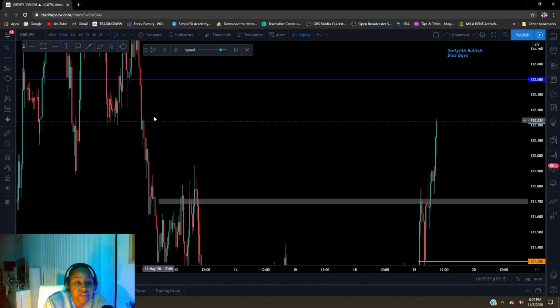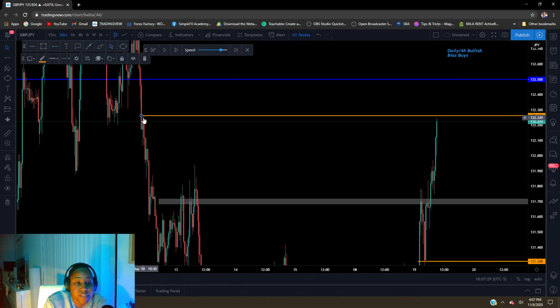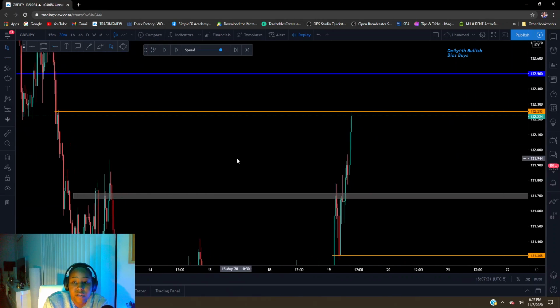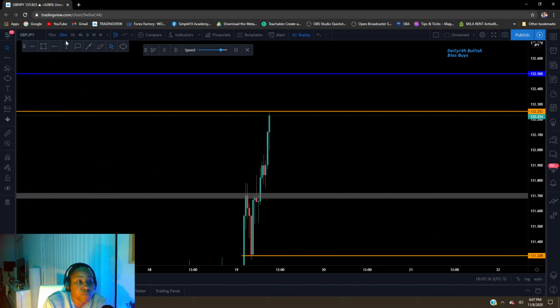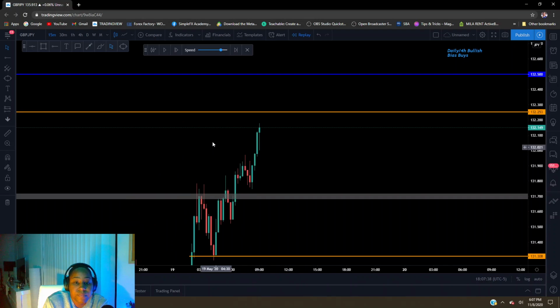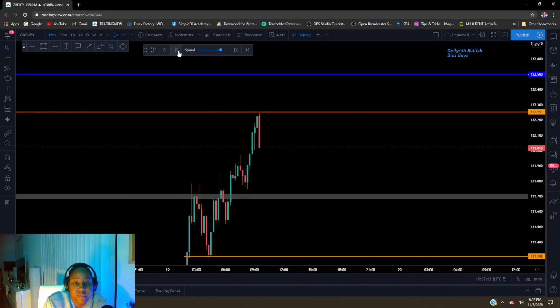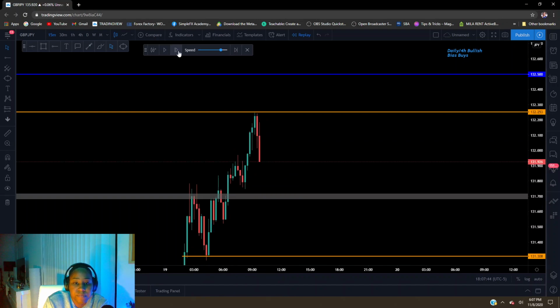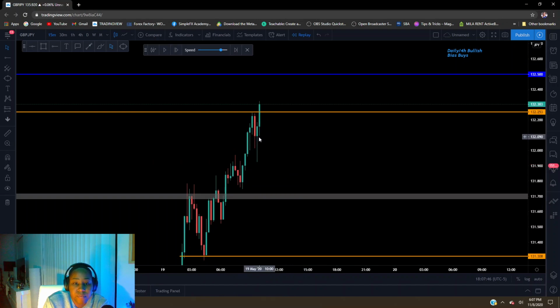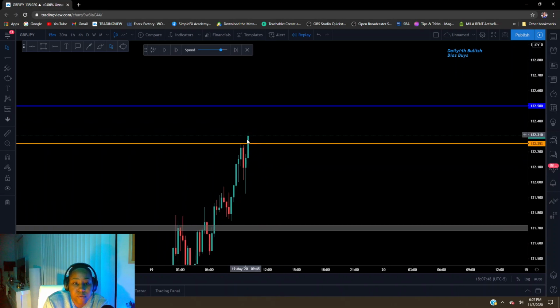Okay, it's retracing at this level here, which was our last level of resistance. So it should start retracing here for it to continue up. If this level gets broken, it's going to continue bullish. Okay, retrace. Now it's coming down. There's our support. There's your support that was formed here. That was our trade right there.